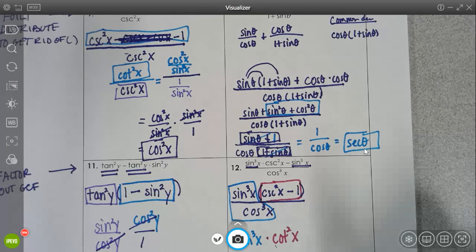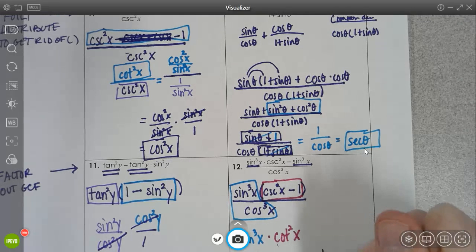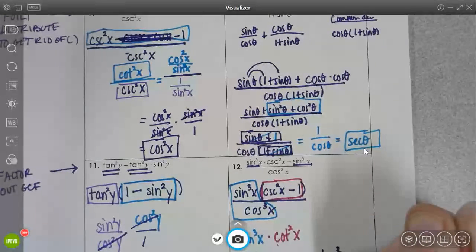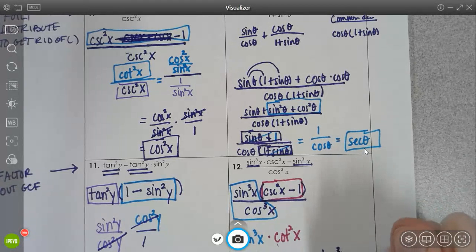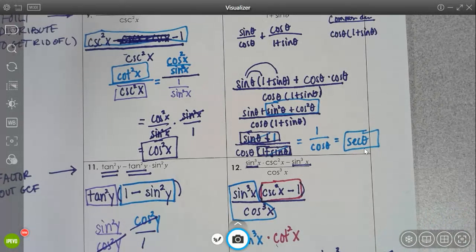Then if I combine these together, I'll get tan cubed x divided by tan squared x. And if we use our properties of exponents, we're going to keep our base and subtract the exponents. So 3 minus 2 would give me 1. So this would all simplify nicely down to just tan x.